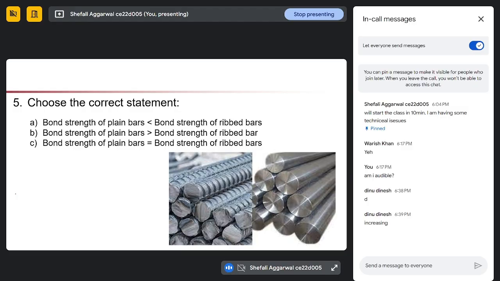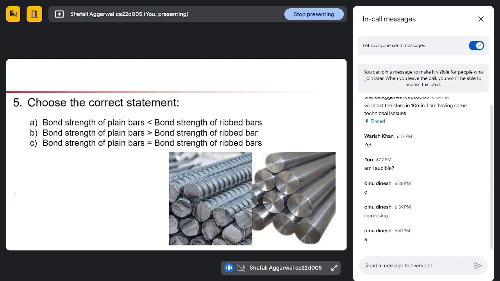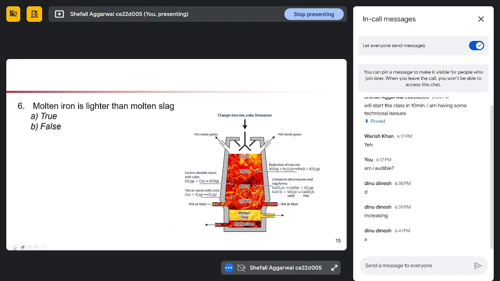So the next question is, choose the correct statement. The bond strength of plain rebars is less than the bond strength of ribbed rebars, the bond strength of plain rebars is more than that of ribbed rebars, or the bond strength of plain rebars is equal to that of ribbed rebars. This part we already discussed. A is the correct answer. The ribs provide good bonding between rebars and concrete. So that's why the bond strength of plain rebars will be less than that of ribbed rebars.